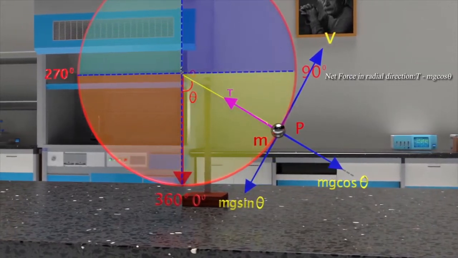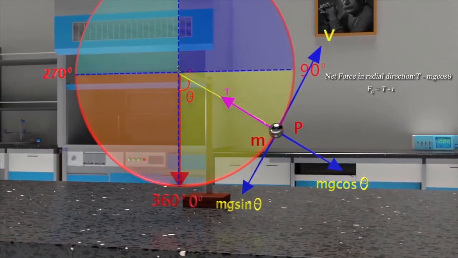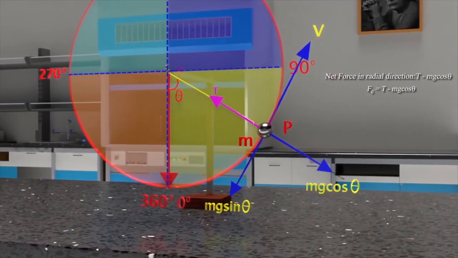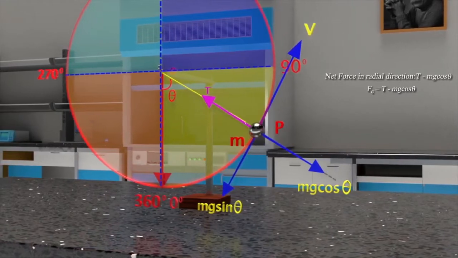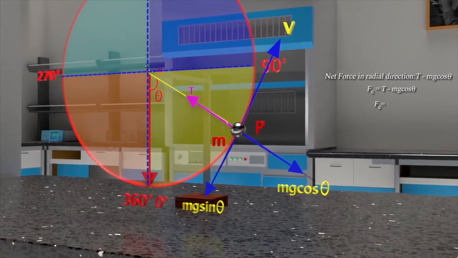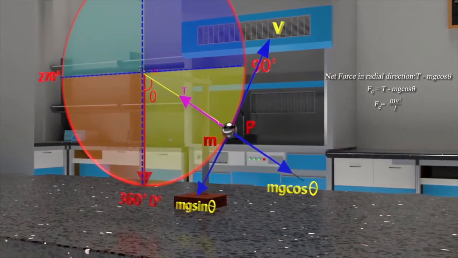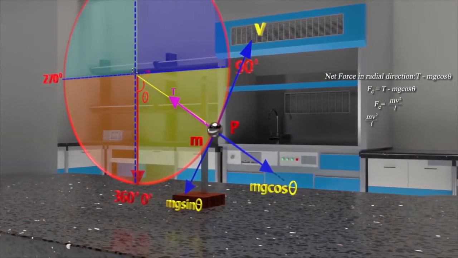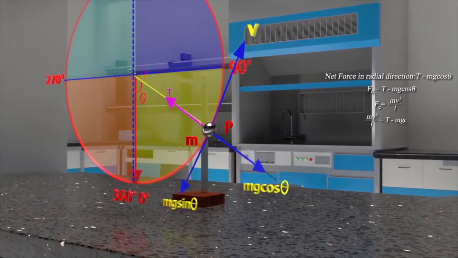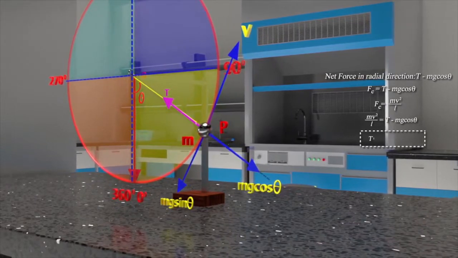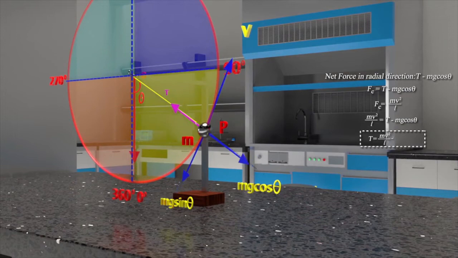This force along the radial direction is the net centripetal force Fc, but we know that the centripetal force required to keep the mass m moving with tangential speed v in a circular motion of radius L is equal to mv square by L. Therefore, mv square by L is equal to T minus mg cos theta. Hence, tension in the string is mv square by L plus mg cos theta.